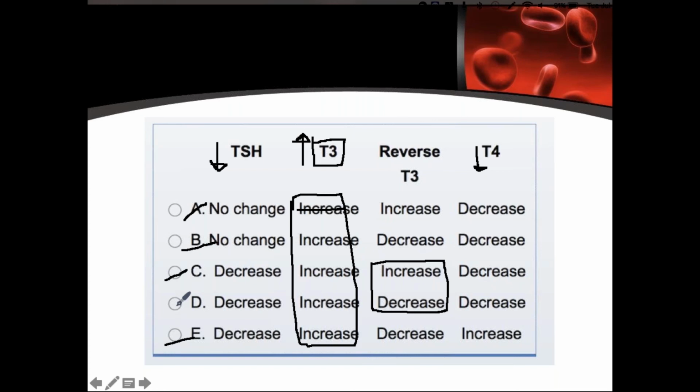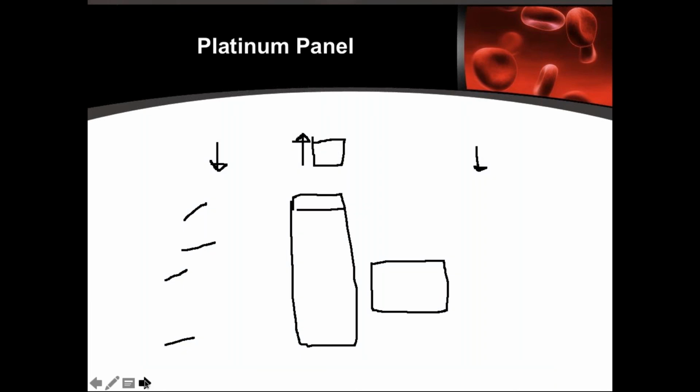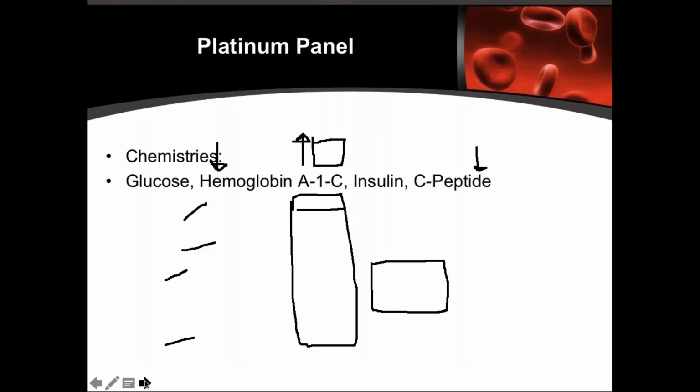Okay, back to this idea of differential diagnoses for adrenal insufficiency. Another test that you might want to order to help you differentiate is going to be glucose. Why? Hypoglycemia can make you feel like hypothyroid, can make you feel like adrenal fatigue. They all make you feel blah. Insulin resistance, same thing.